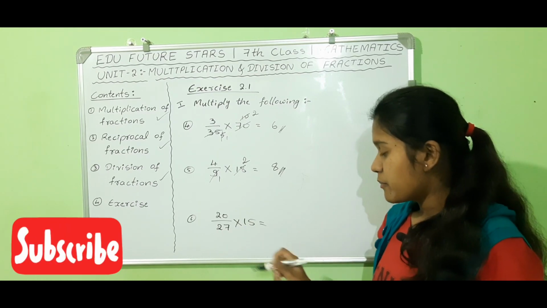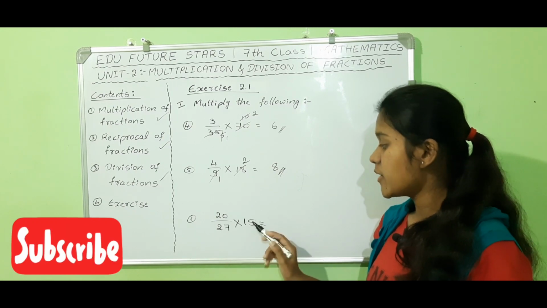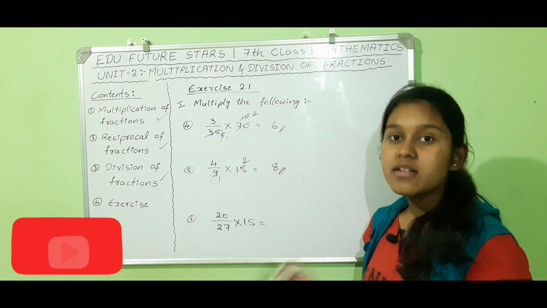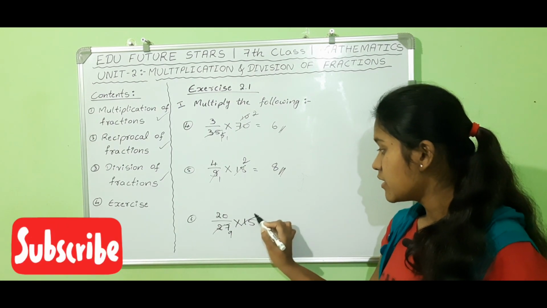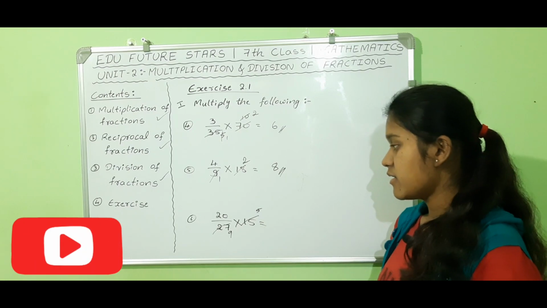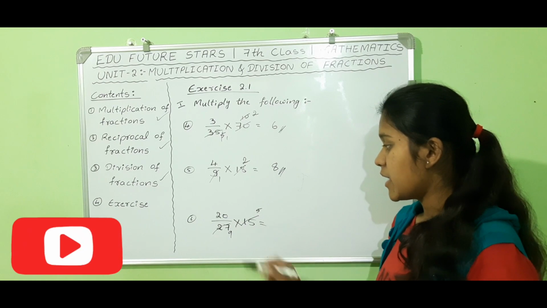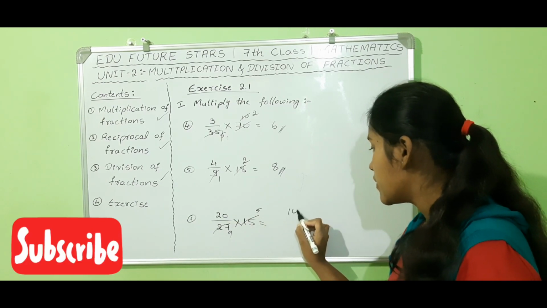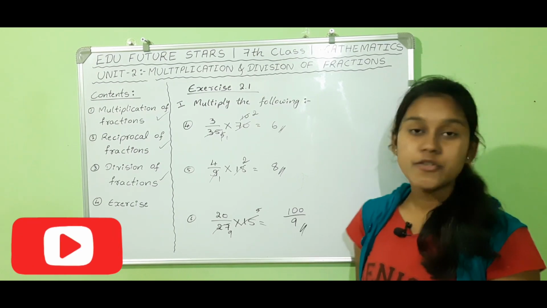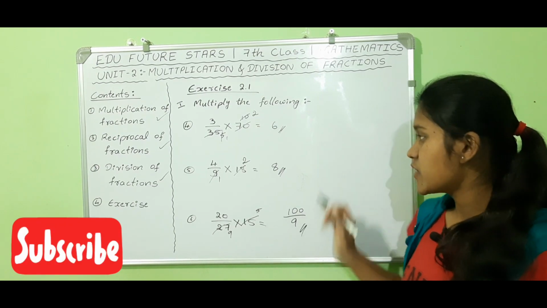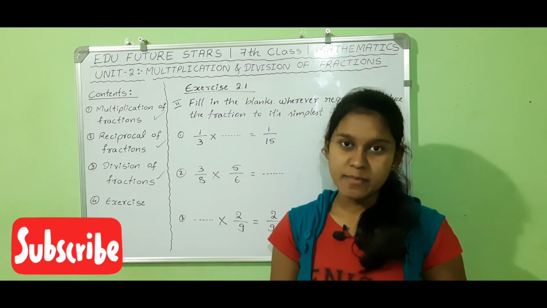Right? Next one. 20 by 27 into 15. 27 and 15 can be divided by 3. Right? 3 9s are 27. 3 5s are 15. Correct? So again, can we divide it? No, right? We cannot. So let's multiply. 20 into 5 how much? Which is 100 whole divided by 9. Right? So the answer is what? 100 by 9. So this is the first main. Clear? Now friends, see the second main.